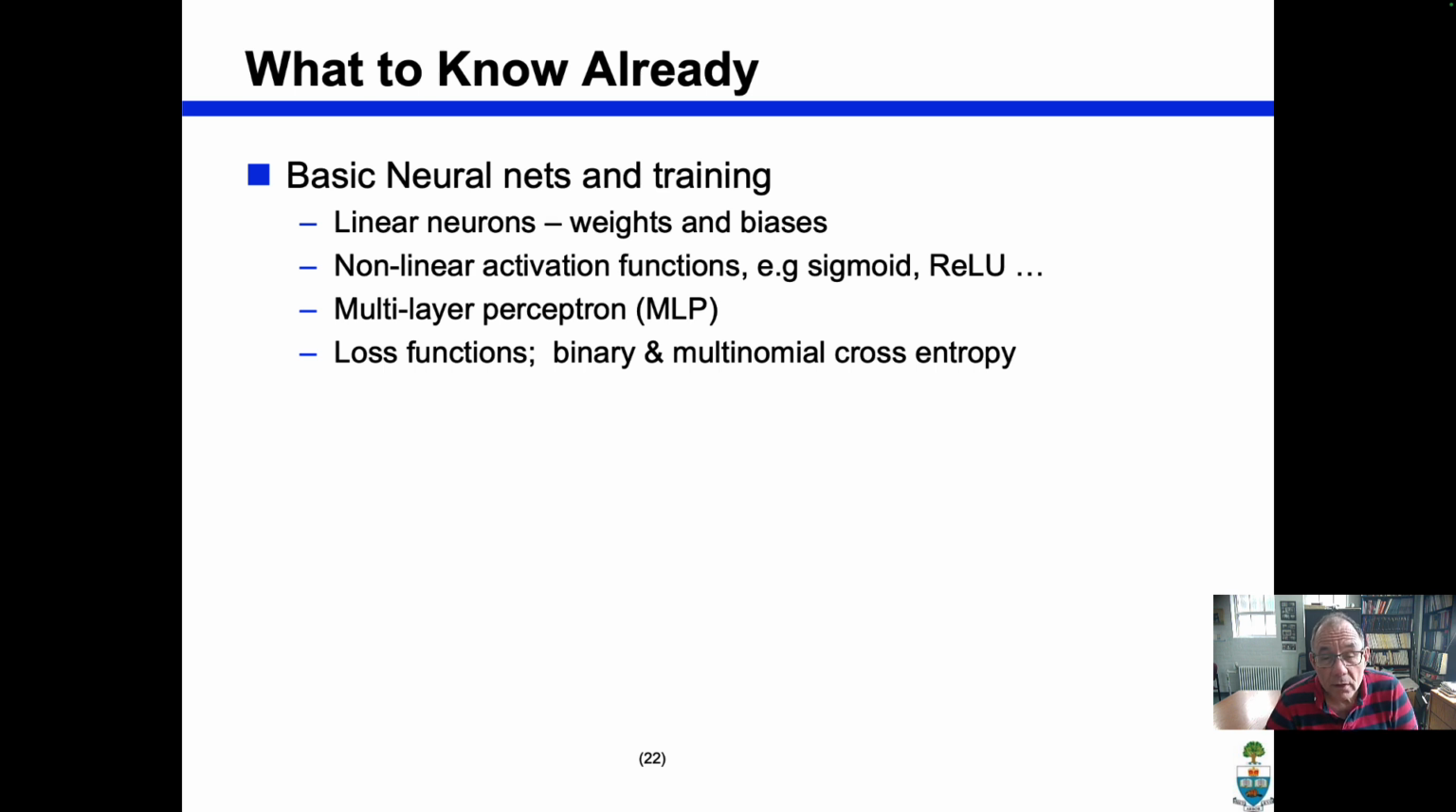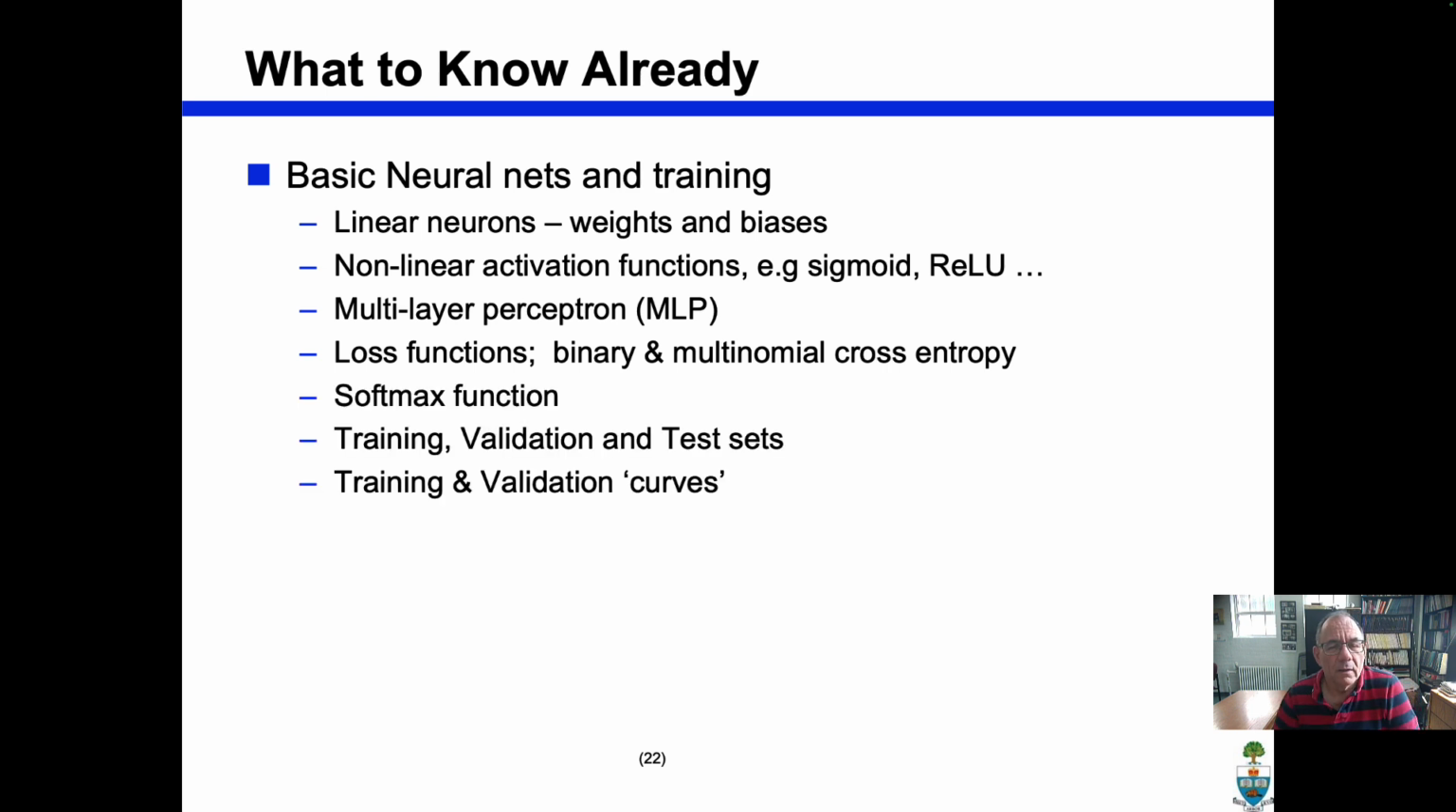What a loss function is, such as binary cross-entropy or multinomial cross-entropy or mean squared error. What the softmax function is. What the training, validation, and test set is. If you don't know what that is, you cannot take this course.